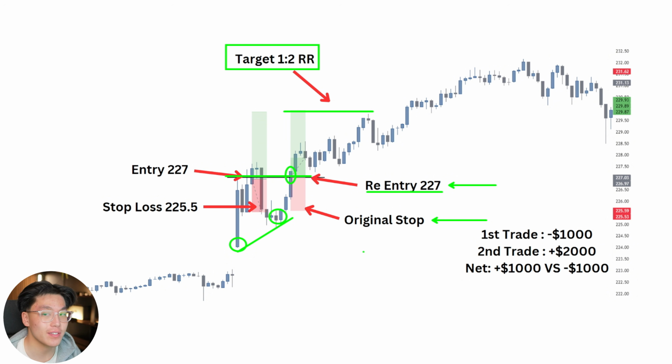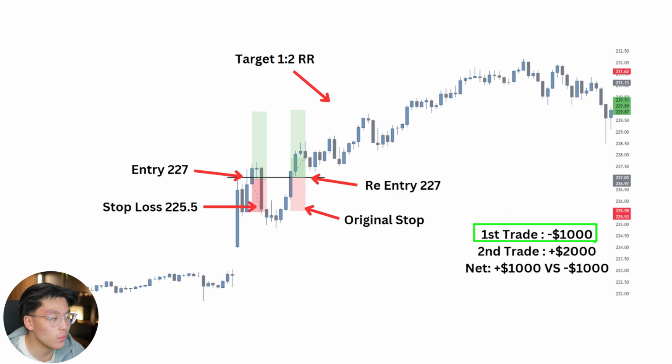So this might be a lot to digest. As I mentioned, if the trade sets up once again, we can look for the exact same trade with the original entry, original stop, and the original targets. In this case, if we're looking for a fixed risk reward of 1 to 2, the first trade would be negative $1,000, assuming we risk $1,000 for our multiple. Then our second trade, what we would gain is $2,000. So we would have a net gain of $1,000 versus negative $1,000 if we did not take the 84% rule.